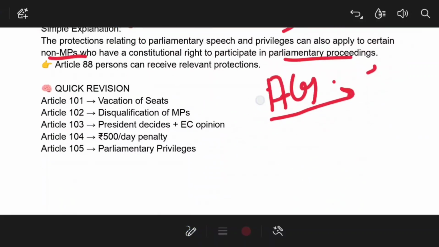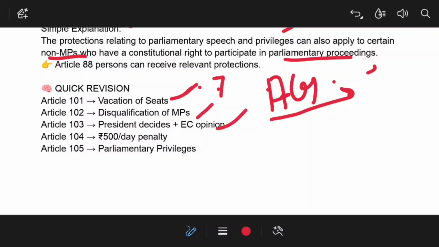Clear? Now let us take a quick revision and then wrap up this class because it is almost half an hour. So Article 101, vacation of seats. Article 102, disqualification. I have discussed in clause 1 four types, right? So the first one was office of profit, second unsound mind, third undischarged insolvent, and fourth was citizenship. Clear? Clause 5, Parliament, if it thinks, can make law regarding the grounds upon which members can be disqualified. Clear? 103, the President will decide if a member is disqualified under Article 102 clause 1, but the President has to seek the opinion of the Election Commission as well.